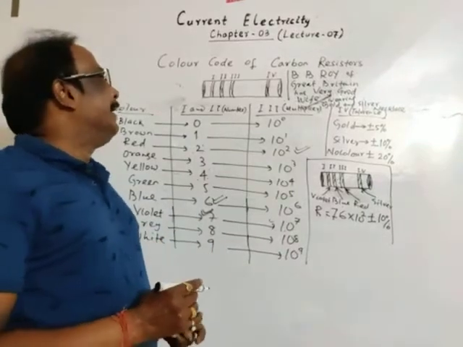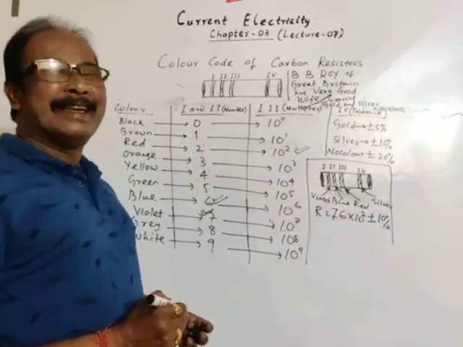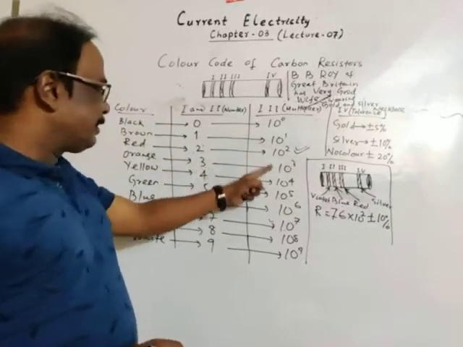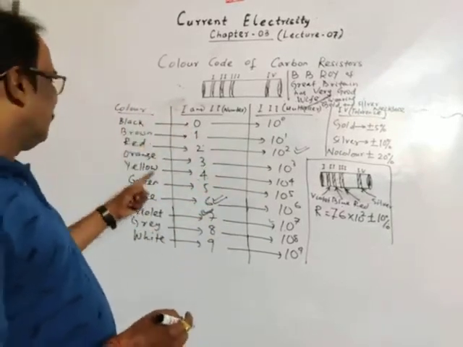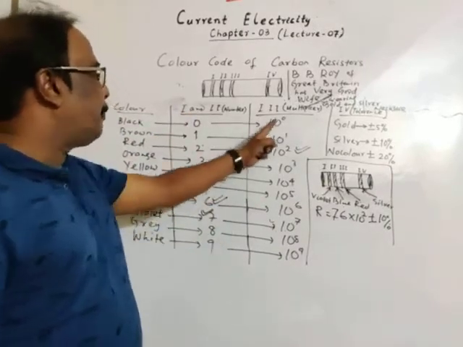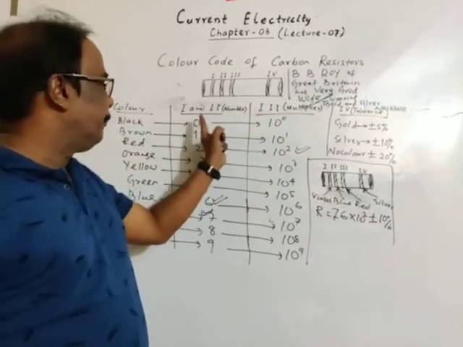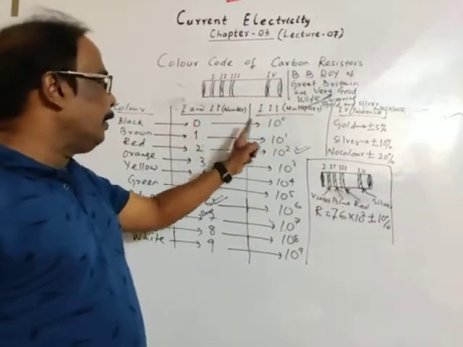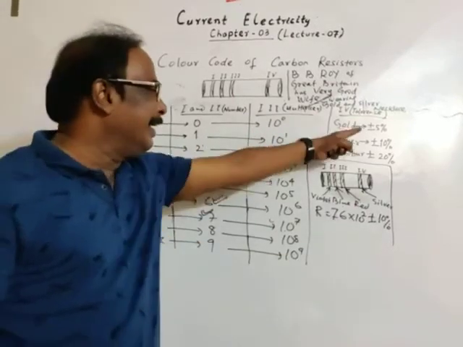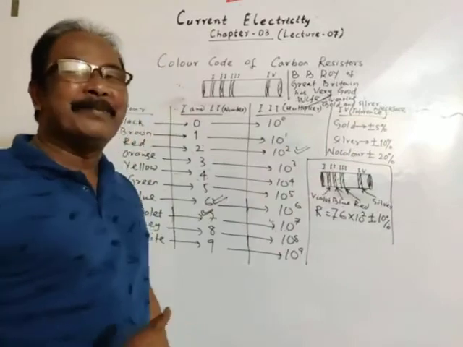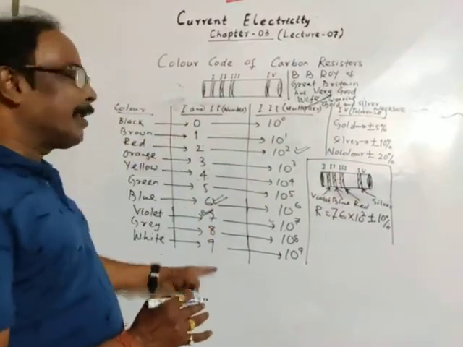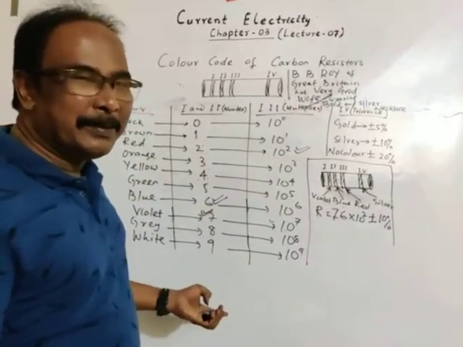So, in this lecture, this much. Color code of carbon resistors: only remember this table, which is very easy, in order: black, brown, red, orange, etc., starting from 0 to 9, then power of 10, 10 to the power 0, 10 to the power 1, 10 to the power 2, and so on. And finally, plus or minus 5%, 10% and 20%. Just go through it and remember this table, which is very easy.